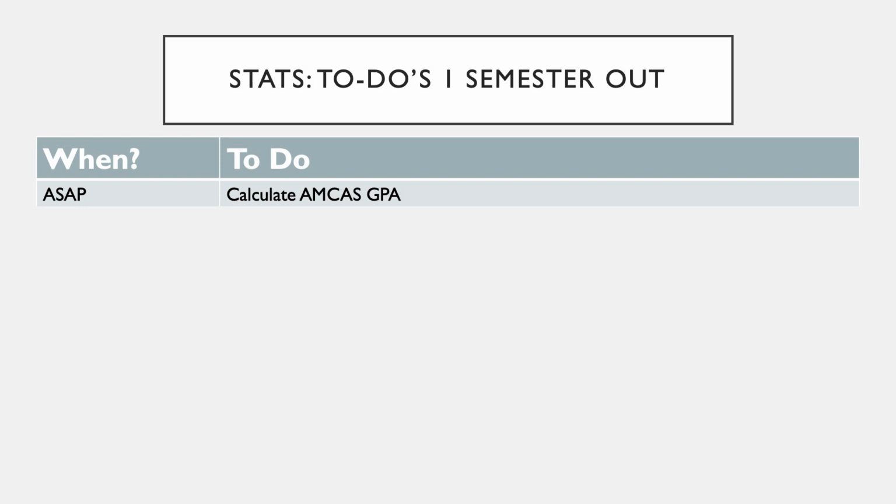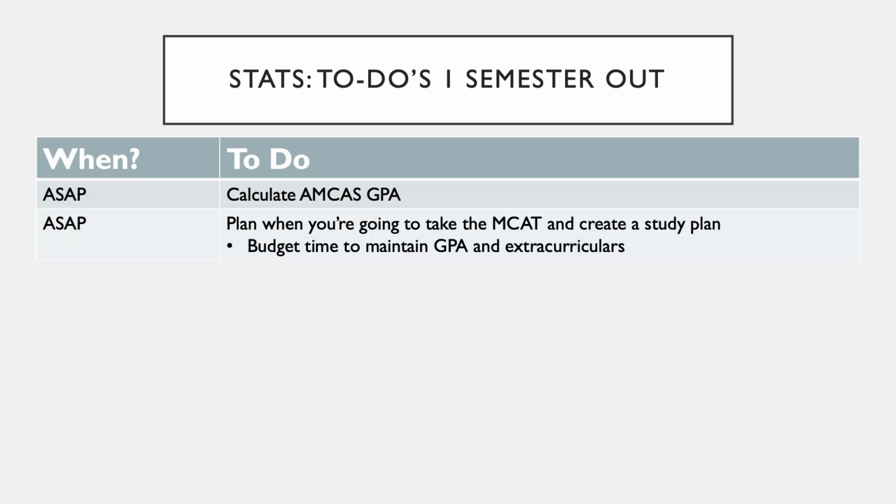If you feel comfortable with where your cumulative AMCAS GPA is, or where it's projected to go over the next semester, and you still haven't taken your MCAT yet, figure out when you're going to do that and strategize your study plan. Make sure when you do this, you budget in time to maintain your GPA if that's applicable for you, maintain your extracurriculars, and write your application essays.